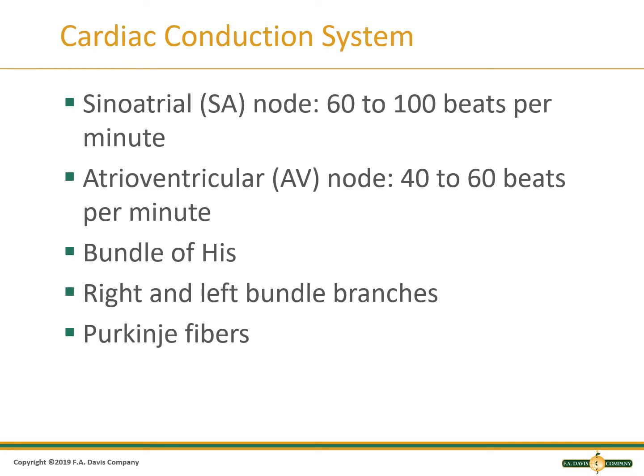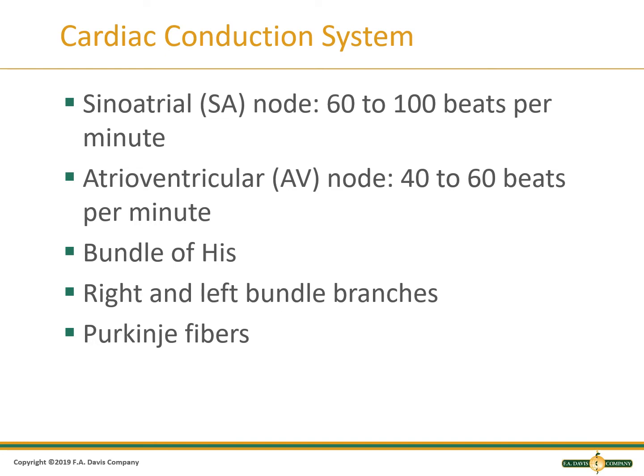The impulse generated by the SA node travels via atrial conduction system to the AV node and causes the atria to contract. This is called atrial systole. The blood is pushed out of the atria into the relaxed ventricles. This is called ventricular diastole. The impulse is briefly delayed at the AV node to give time to atria to contract fully and the ventricles to fill with blood.